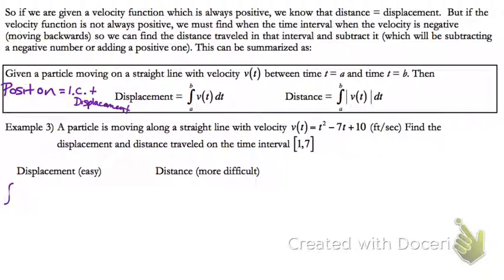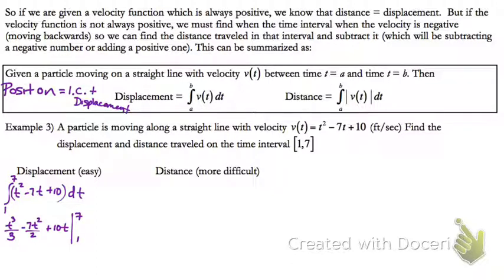Displacement is the one where we just find the integral of this velocity function. So the integral of t squared minus 7t plus 10 dt. And my limits of integration, I want to know how far it traveled between 1 second and 7 seconds. So the integral of t squared is t cubed over 3. The integral of negative 7t is negative 7t squared over 2. The integral of 10 is plus 10t. And again, because we are evaluating over a specific interval, we don't need the constant of integration. We just need our limits of integration.